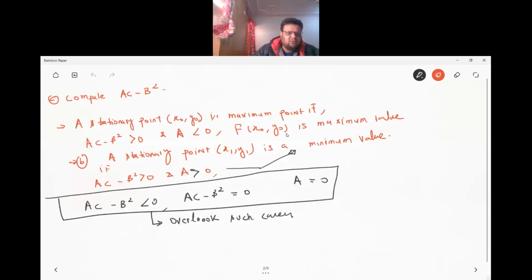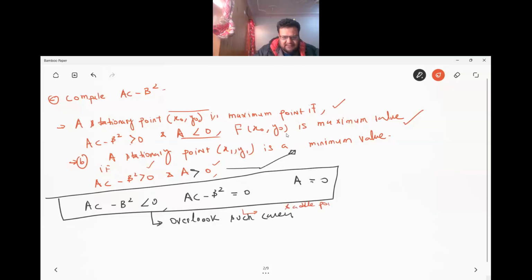So now, how to compute here? You have to identify any stationary point, x naught and y naught. It is a maximum point if AC minus B square is greater than 0 and the A value is less than 0. A value less than 0 gives a maximum value, and A value greater than 0 gives a minimum value, and this condition should be satisfied. If AC minus B square value is less than 0, or AC minus B square happens to be equal to 0, then overlook such cases. These points are called saddle points.